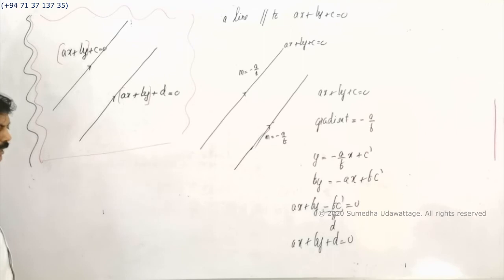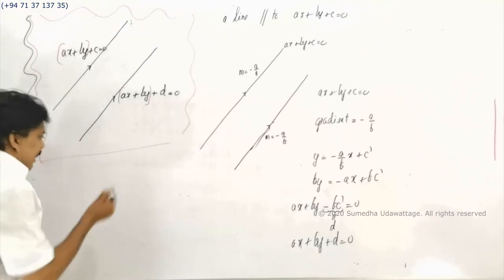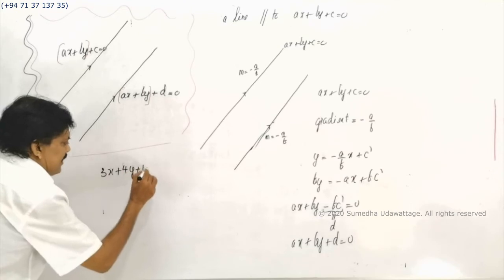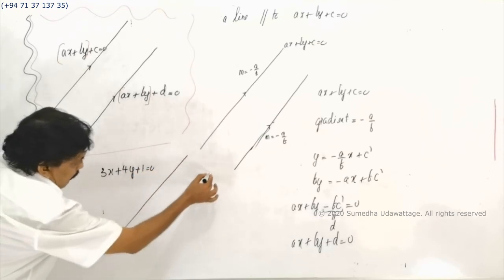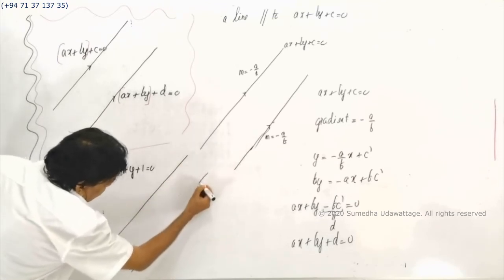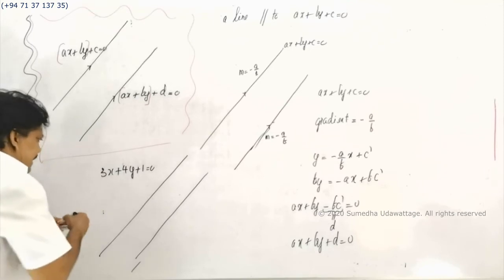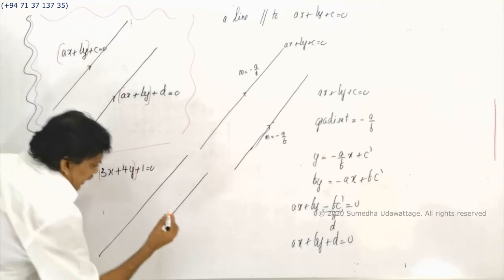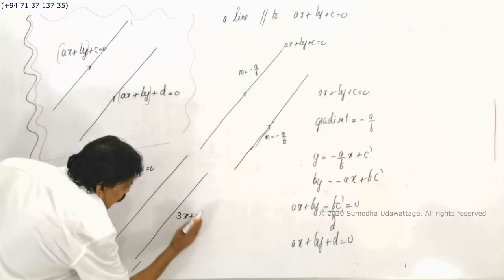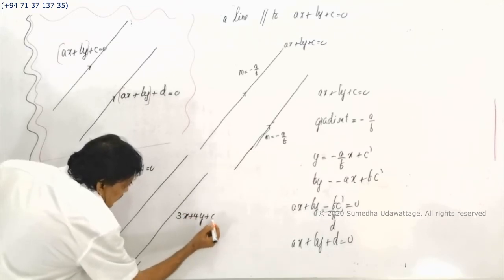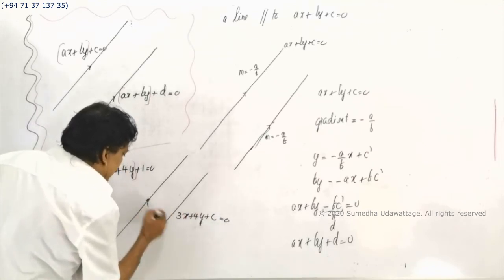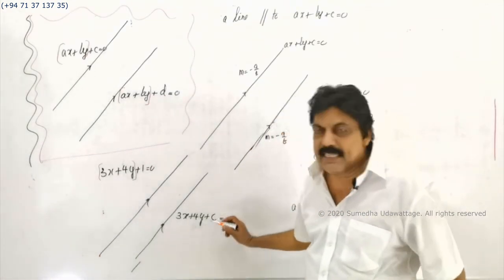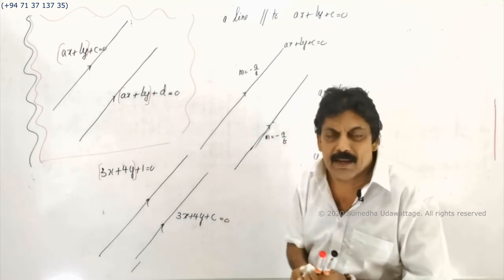For example, if you take a line to be 3x plus 4y plus 1 is equal to 0, and you have to draw a parallel line, this certain part has to repeat. It has to be there. Then a parallel line would be 3x plus 4y plus another value is equal to 0. The two lines are parallel. Then you may ask me the question, how to get this C? When handling questions, we'll go on little by little.